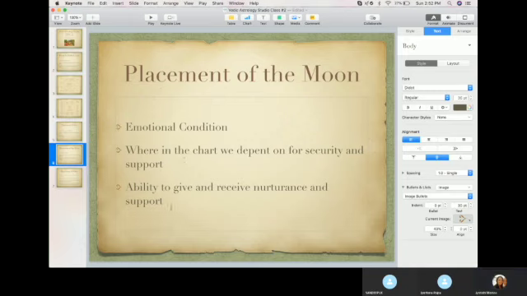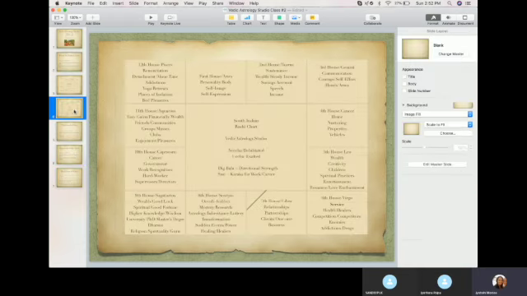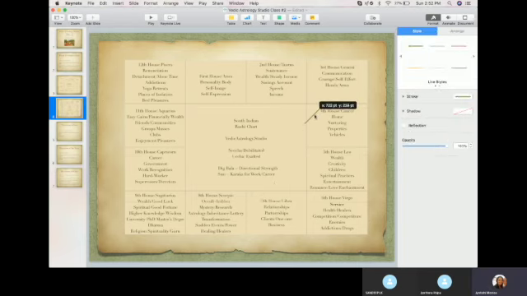For now, wherever the moon is placed, that's where we find emotional security. So for example, if the moon is in the fourth house, we find emotional security in the home. If the moon is in the first house, and I'll quickly go through these, I'm not going to go as in depth as with the sun, the person finds satisfaction through being known physically, through self-expression, through the personality, through the body.